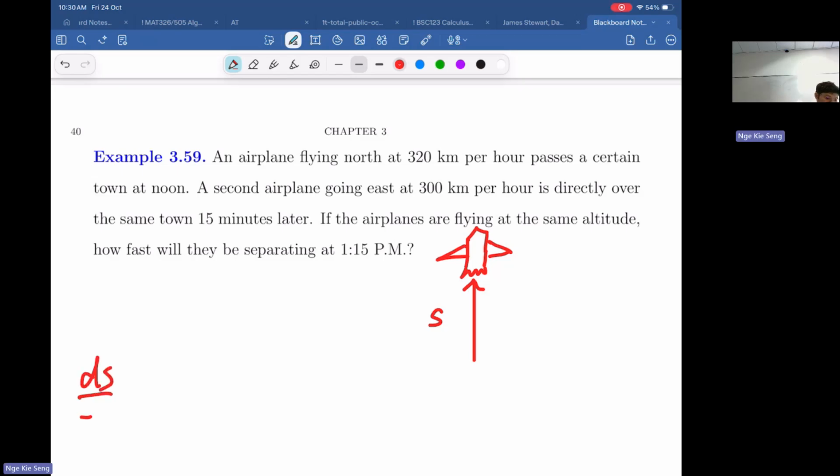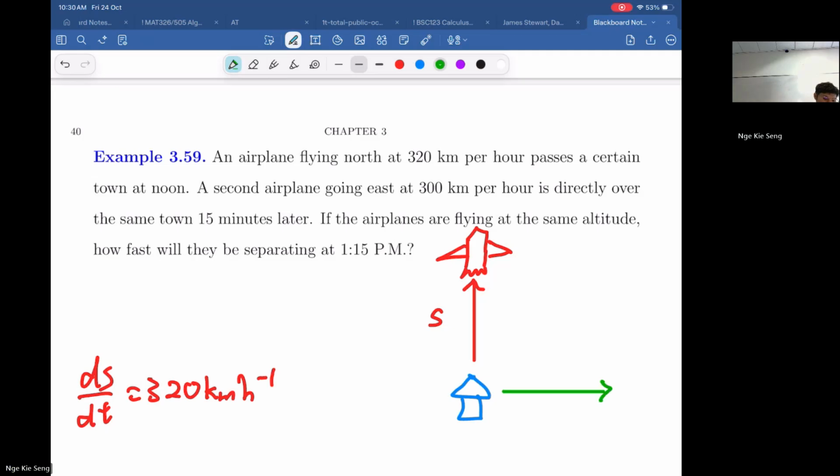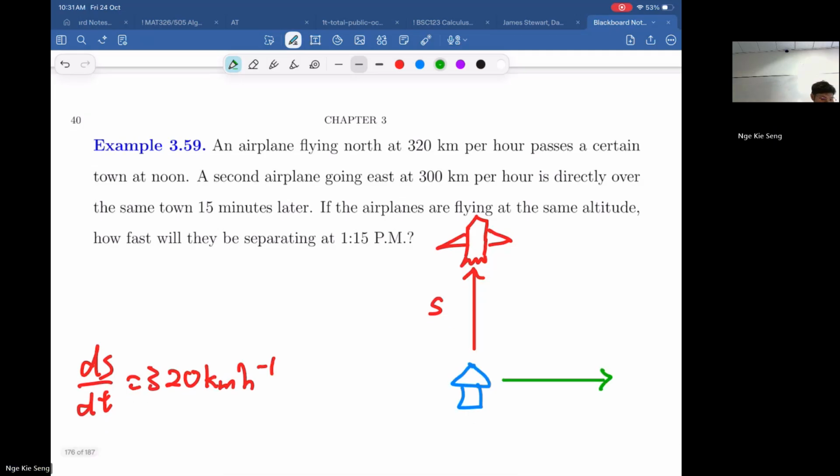So ds/dt is 320 km per hour, passing a town at noon. So let's draw a town here. Maybe a town like that. Okay, 12 p.m. A second airplane is going to the east at 300 km per hour. Let's call this U.